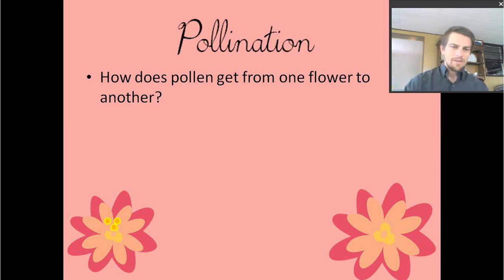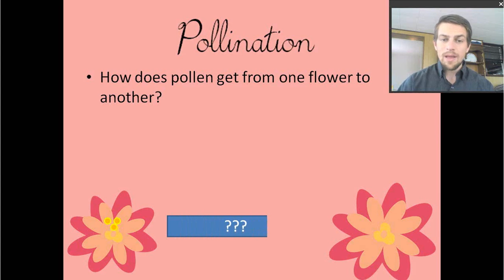So if you see here, on the bottom left corner of your screen, there is a flower, and I put 3 little pollen grains in right there, the little yellow circles. And we need to get those pollen grains over to the other flower on the bottom right-hand side. Now, the first way that some plants pollinate is with wind.